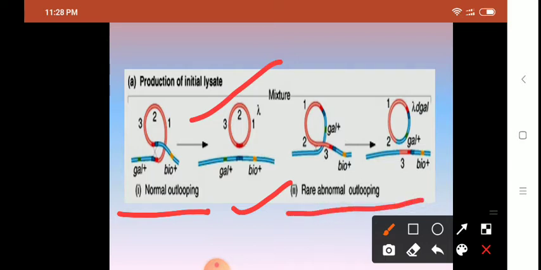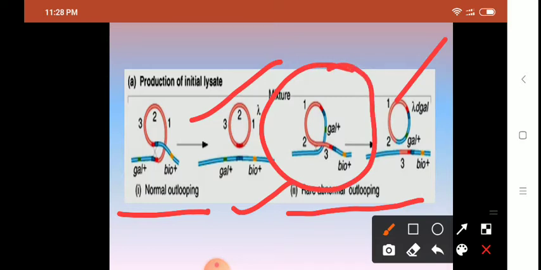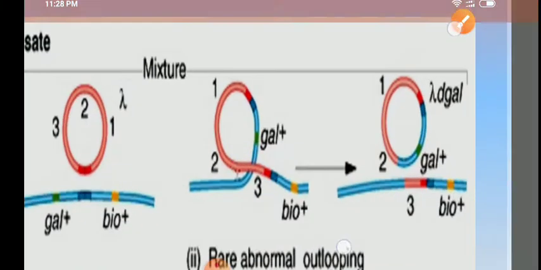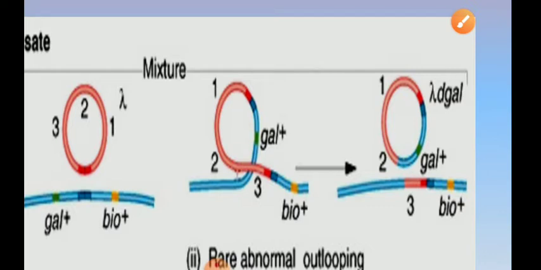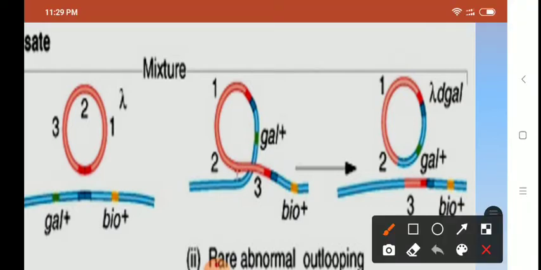Now in the second diagram, when there is rare or abnormal looping out, what will happen? You can see that the excision or separation of lambda DNA from the host is defective. And you can see in this diagram, second part, that the lambda phages have carried with them the galactose gene. So the lambda phages have the galactose gene from E. coli. That's why such phages are called lambda dgal, that means lambda phages defective for the galactose gene.